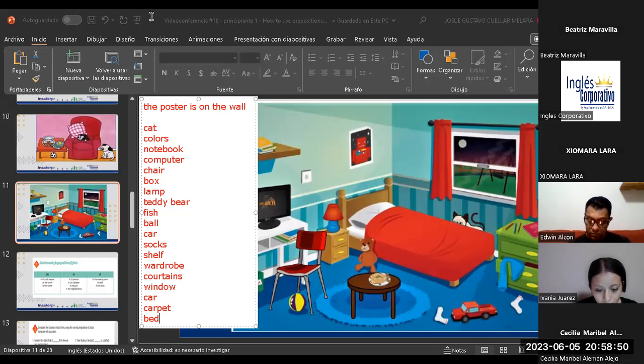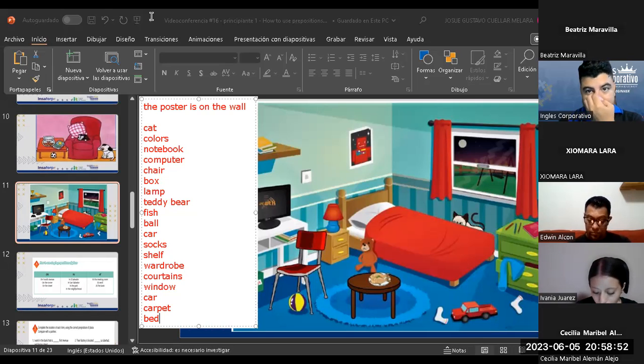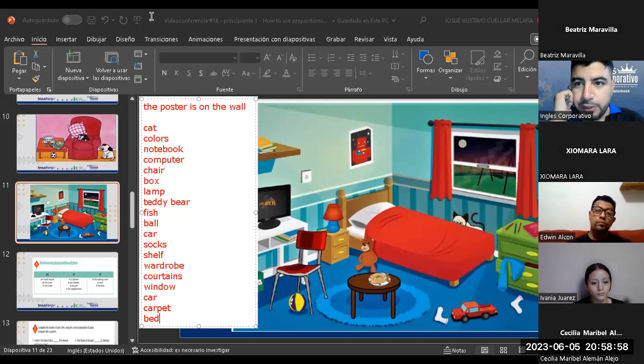Okay, let's see. What do we have here? Miguel, please, you start, read your sentence, and then we continue with Ivania. The computer is on the table. Thank you, Ivania and Gabriela.